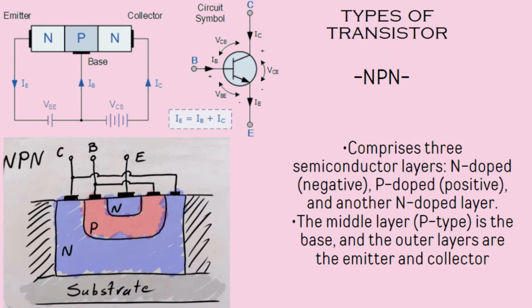In an NPN transistor, the majority charge carriers are electrons. When a small current flows between the base and emitter in forward bias, it controls a large current flowing between the collector and emitter. This characteristic allows the NPN transistor to amplify signals or act as an electronic switch in various circuits.